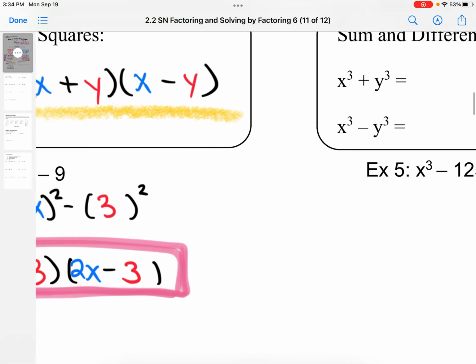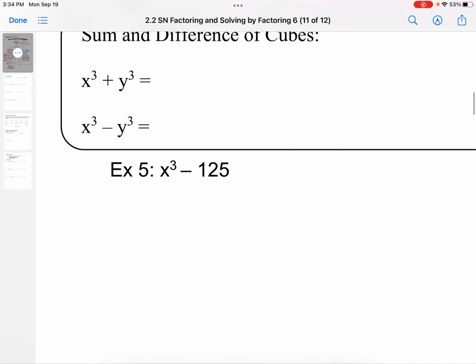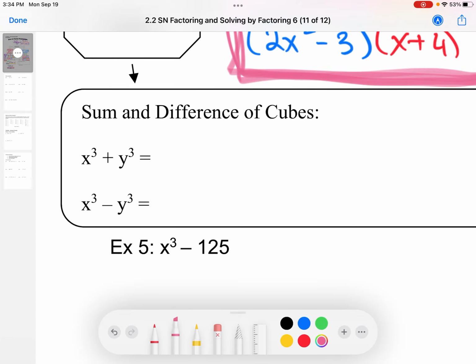Now, cubes are a little different. For the cubes, we can factor the sum or the difference of cubes. So we can add and subtract cubes and still factor them. With squares, we can only subtract in order to factor. Okay, so we have the same idea again. We have something to the third, either plus or minus something else to the third. And in this case, real straightforward, x and y.